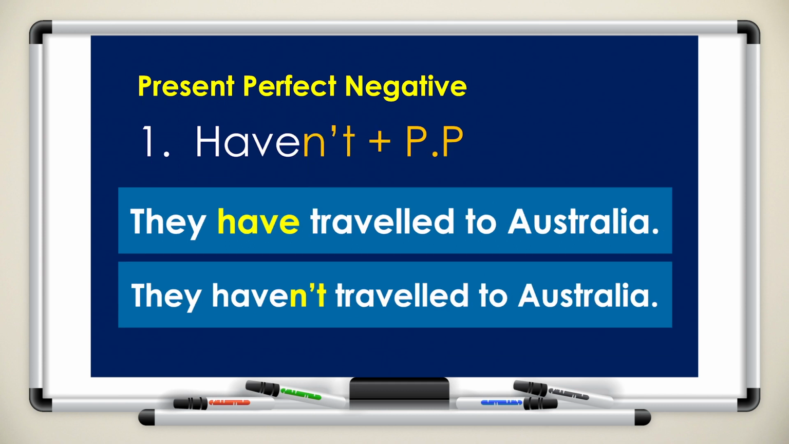Also, for the present perfect negative, when we're using have, I will say they have traveled to Australia. If I want to change this affirmative sentence into a negative one, I will say they haven't traveled to Australia. You see here, I added not to the word have, and the verb remains in the past participle. Is it clear? Let's move on.